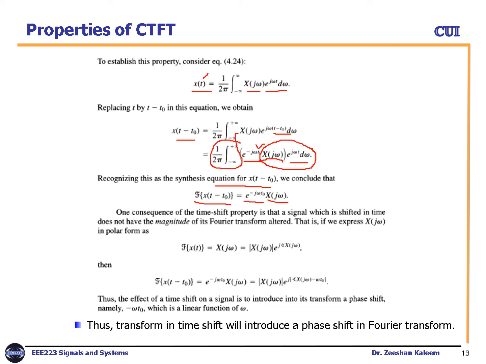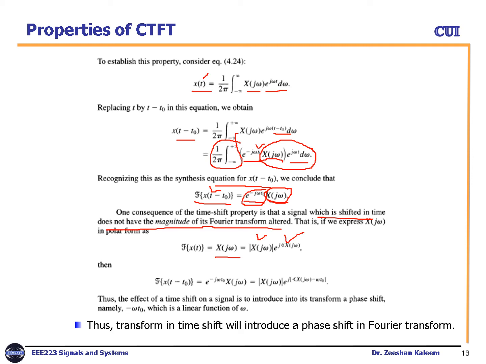So from here we notice that one consequence of the time shifting property is that the signal which is shifted in time does not have the magnitude of its Fourier transform altered. It means that when you shift the signal in time, the magnitude of the signal's Fourier transform is not changed. The only change is in the phase of the signal, which is e^{-j omega t naught}. Let's represent it in polar form: X(j omega) is a complex term, so it has a magnitude and a phase.